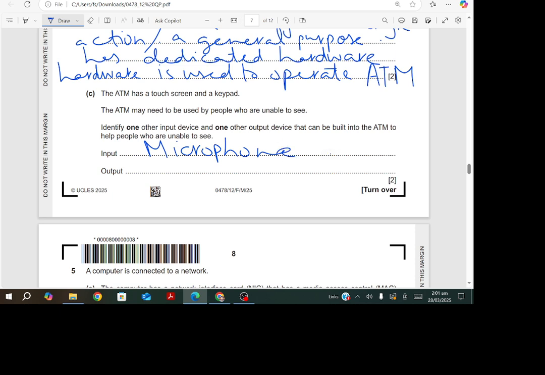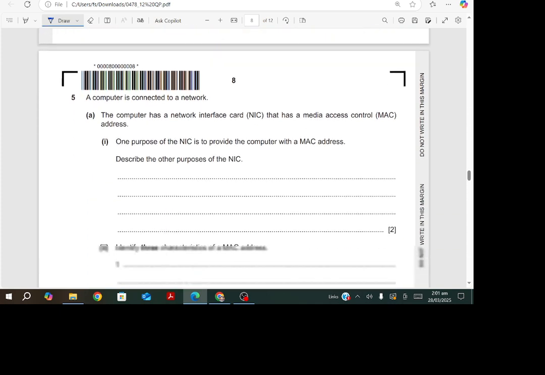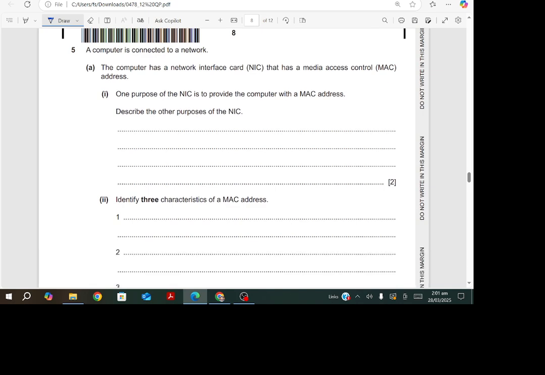And what could be the output device? Obviously, it will be a speaker or a headset. Okay, headphone, headset, speakers. Easy question. Okay, then we are moving towards the next thing, which is a computer is connected to a network.